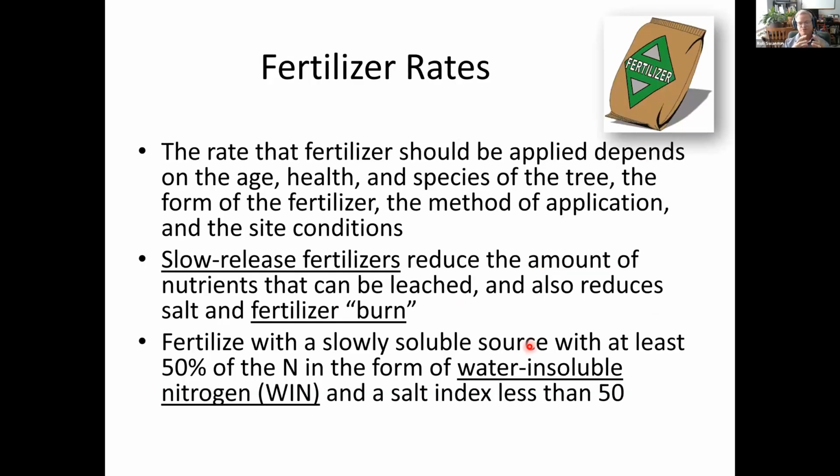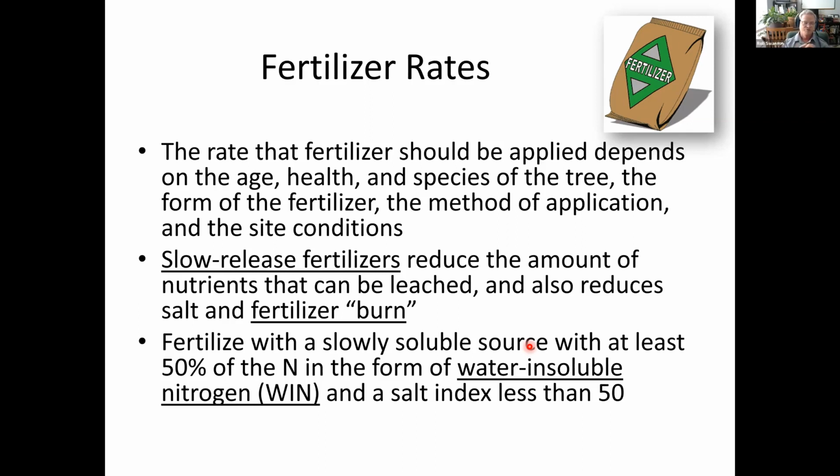So we need to talk about the rates of fertilizer. We've talked about the percentage of fertilizer in the bag, but now we have to express that as how much of that weight is distributed over a certain amount of area. A rate is like miles per gallon. This could be pounds per 1,000 square feet. The rate of the fertilizer to be applied should depend on the tree's age, the health, the species of the tree, what type of fertilizer you're using, the method of application, and the site conditions.